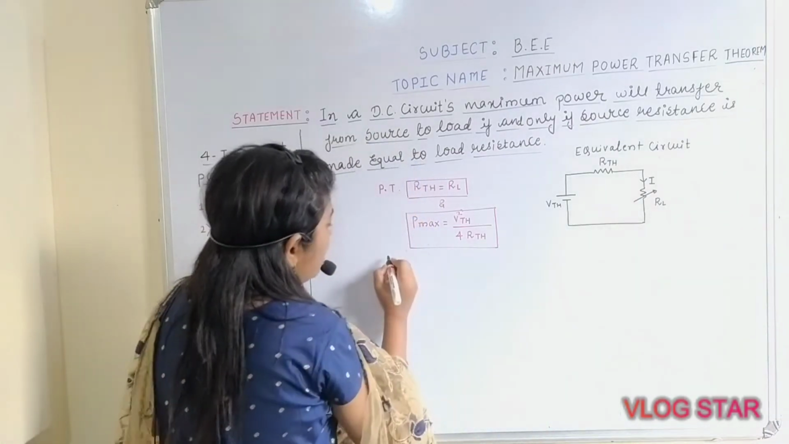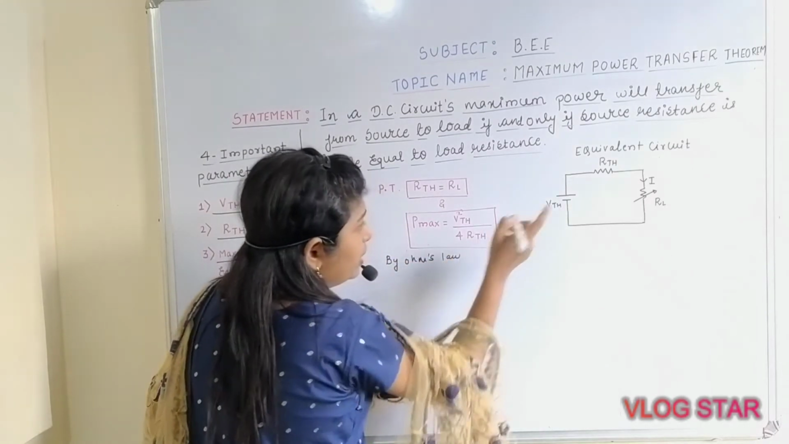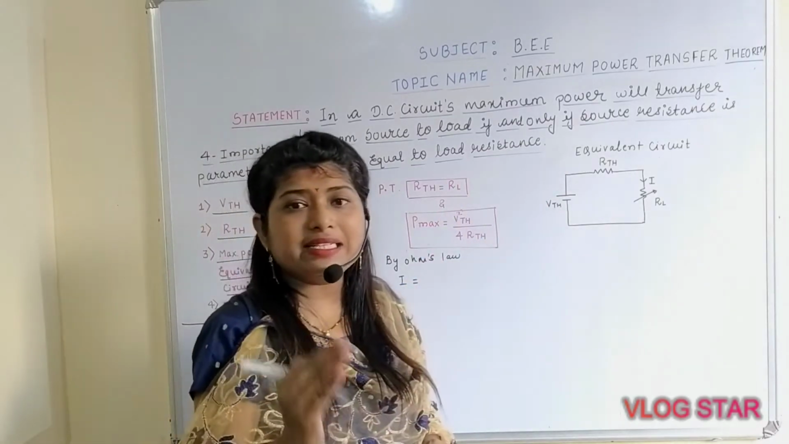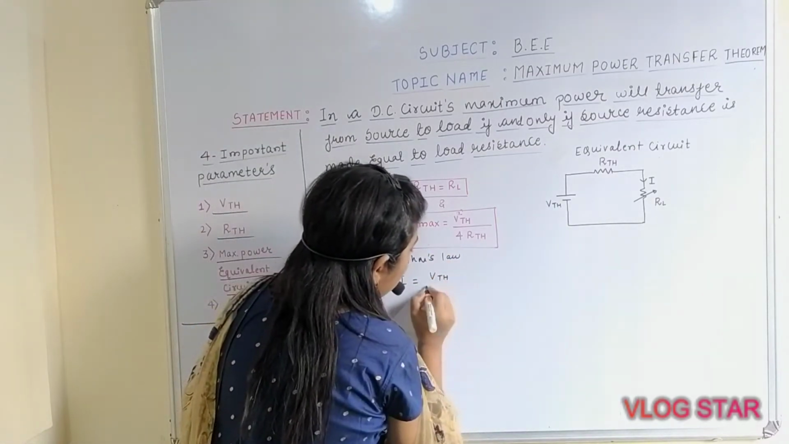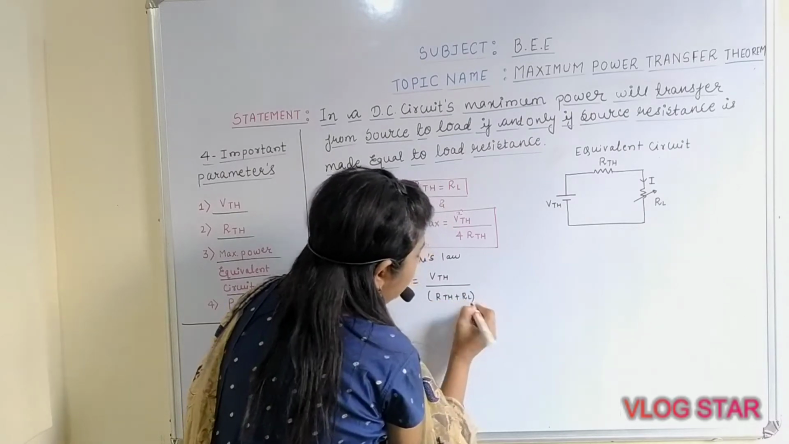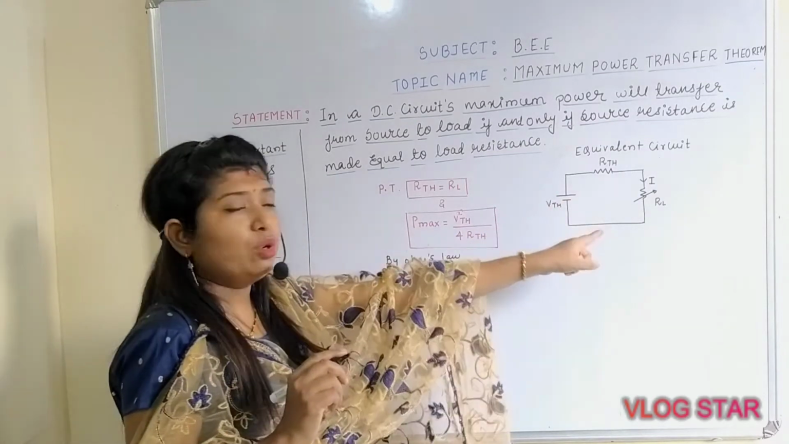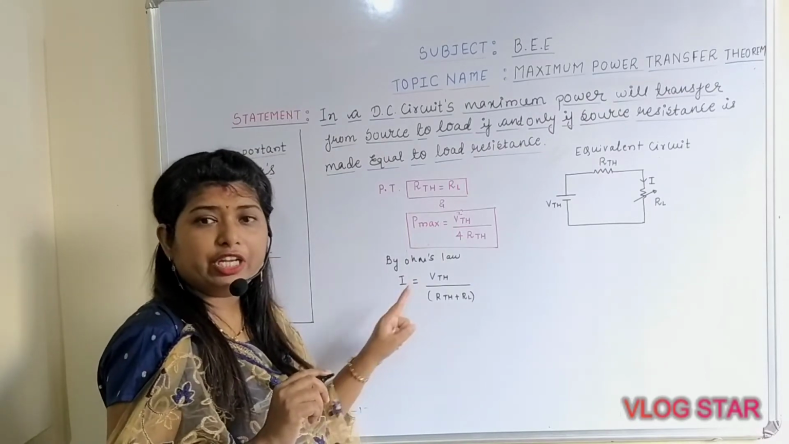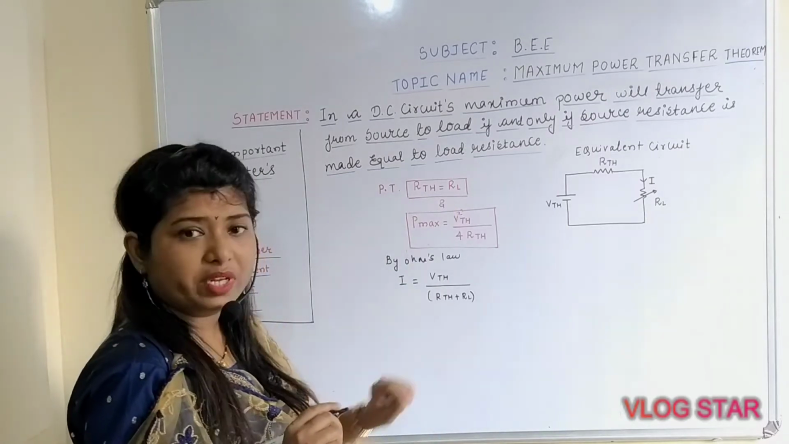First step, apply Ohm's law. By Ohm's law, can you tell me what would be the current flowing through that circuit? As you know, I is equal to V by R. So what is V? VTH upon RTH plus RL. I hope you have understood how to get the current equation. Current flowing through the load resistor is I, which is equal to V upon R. VTH upon RTH plus RL, since RTH and RL are connected in series.